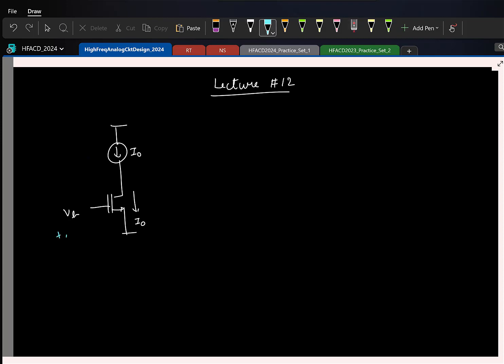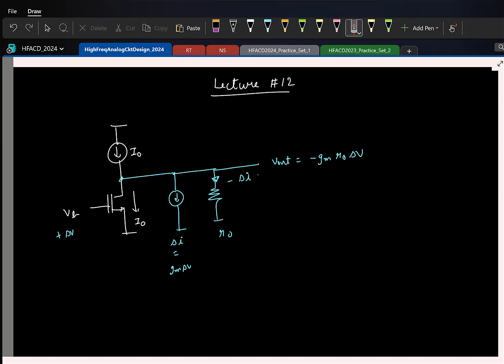Now on top of it, if you apply an increment delta V, if I draw the small signal equivalent, I'll have this delta I current, this gm delta V, and the output resistance R0, right? So what is the current flowing here in the output resistance? Yeah, minus delta I. So the output voltage is essentially what? Minus delta I R0, so that's basically gm R0 times delta V, right? But I think I kind of misunderstood some of the questions.